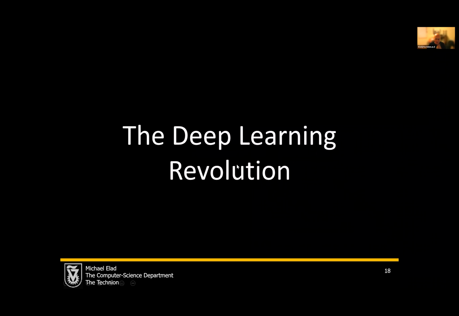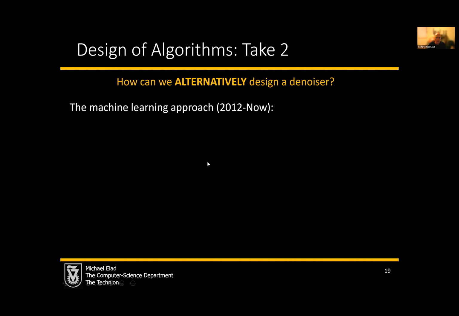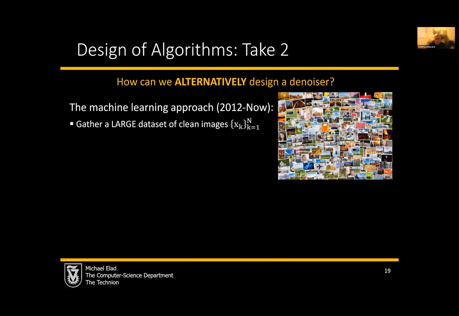Let's talk briefly about the deep learning revolution. Remember I asked before, how do you design a denoiser? And I gave you the answer of the classic approach. Now let's give the answer that started in 2012 up to now. This will be the method of choice for anyone who does denoising today. And it goes like this. Gather a large data set of clean images. Call them X_k and have capital N of them. Add Gaussian noise to them, the noise you are trying to serve.